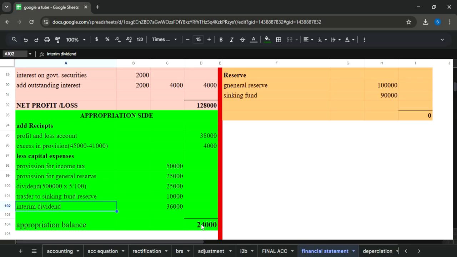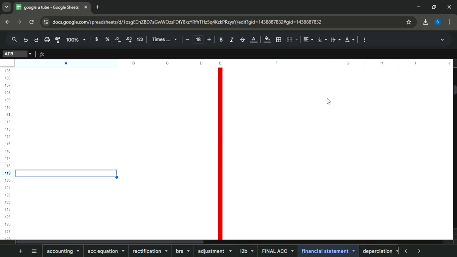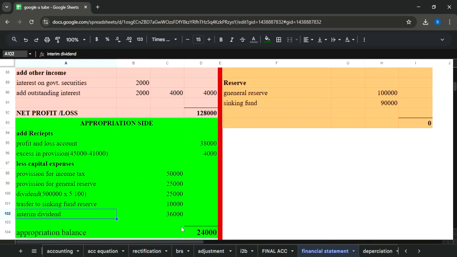The answer is available. Let's check it out. Alright guys, you have seen that appropriation is 24,000 and the answer is also 24,000. It means our left side is completed. All three answers are matched with the book as well.